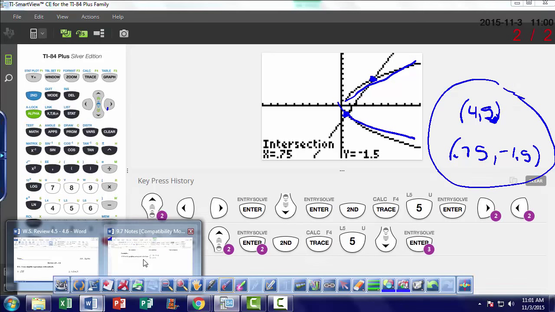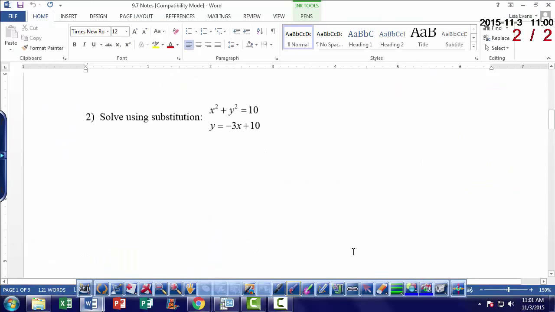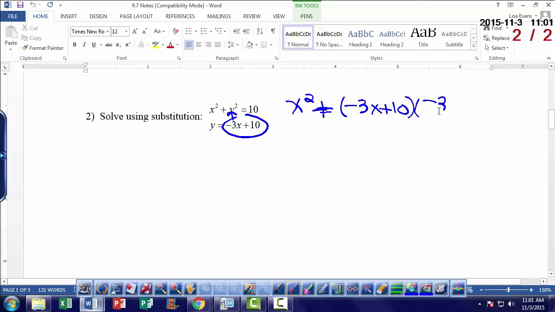Now, let's go ahead and do a problem where we are going to do substitution. All right, solve by substitution. This one is set up perfectly for substitution, so I'm going to take this and substitute it in for y. Now, when I do that, I get x squared plus y squared. I'm putting this in for y, so I need to do negative 3x plus 10. Since I have to square it, I know I have to FOIL it, so I'm just going to write it out like this to save myself a step, and then it equals 10.